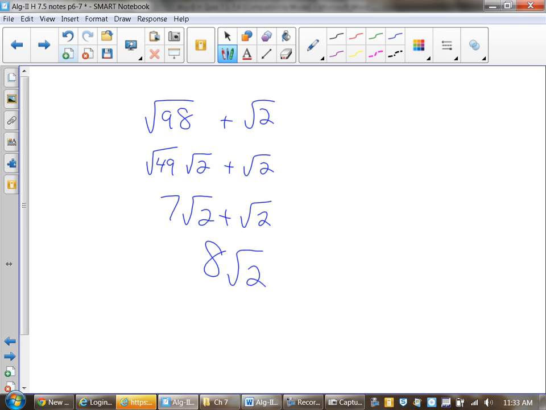What's 7x plus x? 8x. I just can't add them together and eat the radical like that. That does not work. Okay, it won't work.